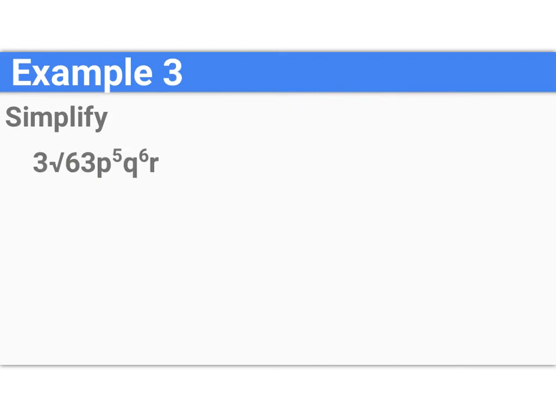Okay, 3 times the square root of 63 p to the 5th q to the 6th r. So 63 is 9 times 7. So let's break this down into factors. The square root of 9 times the square root of 7 times the square root of p to the 5th times the square root of q to the 6th times the square root of r.